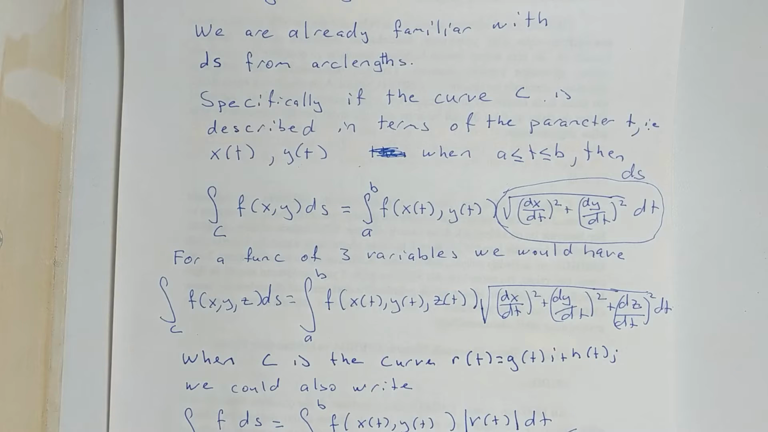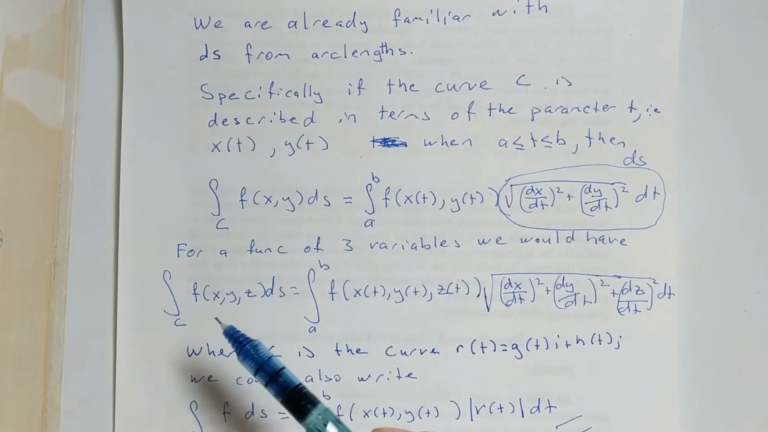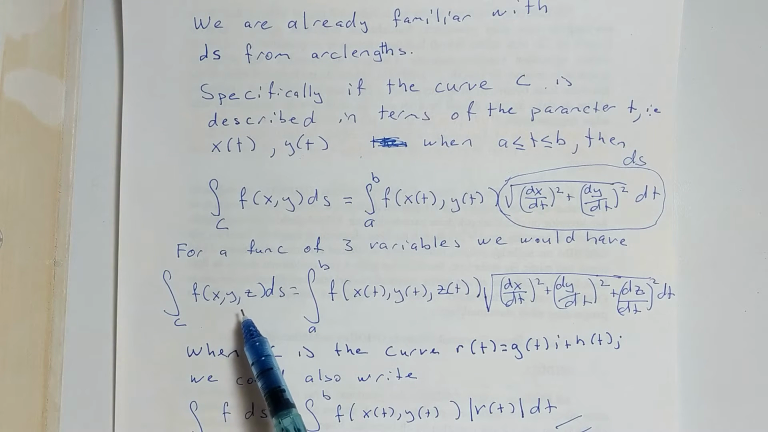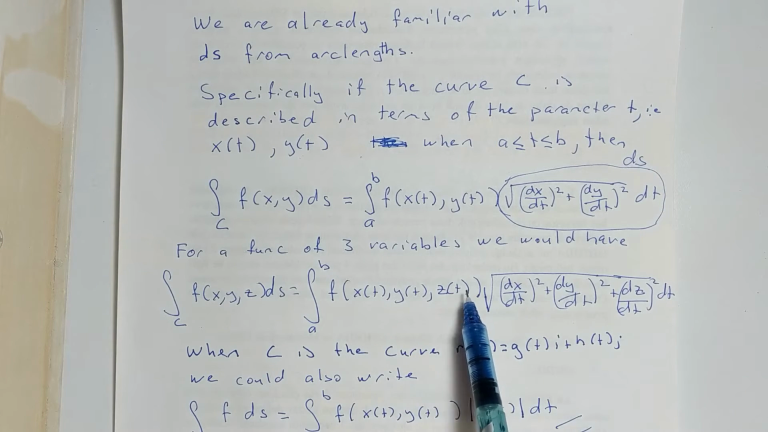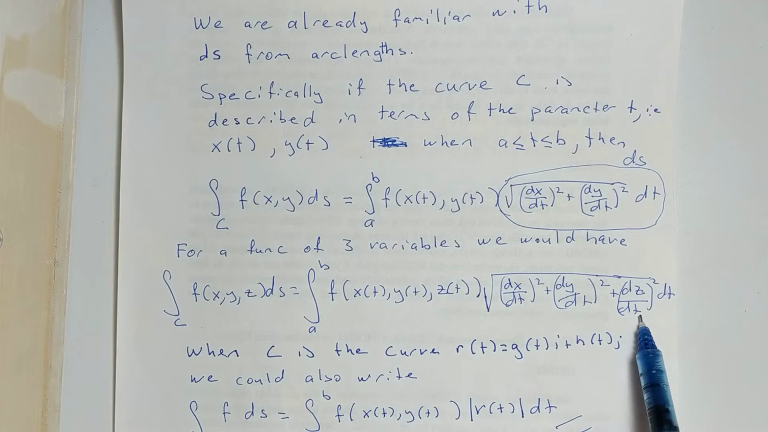For a function of 3 variables, it would be the same thing. Integrating over the curve, this line integral, it's going to be a curve, f of x, y, z ds, is the same thing as we plug in the x, y, and z from the curve. We pull that out from the curve, and then it would be the square root of dx dt squared plus dy dt squared plus dz dt squared, dt.